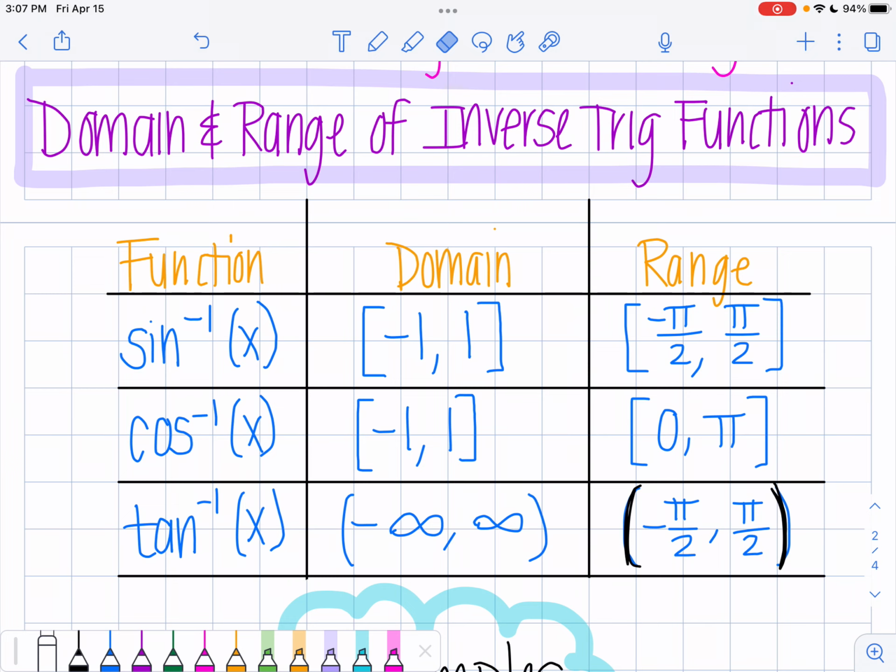Now, why do my inverse trig functions have restricted domains and ranges? It's in order to make them an actual function. Otherwise, they wouldn't pass the vertical line test. So we restrict the domains and ranges to make them functions.